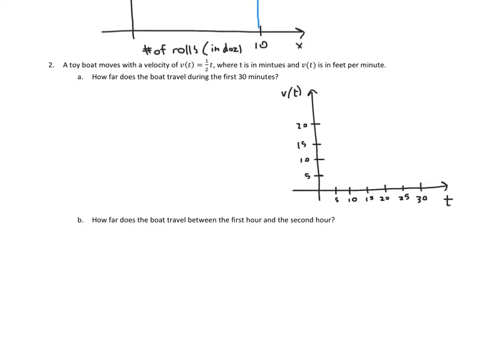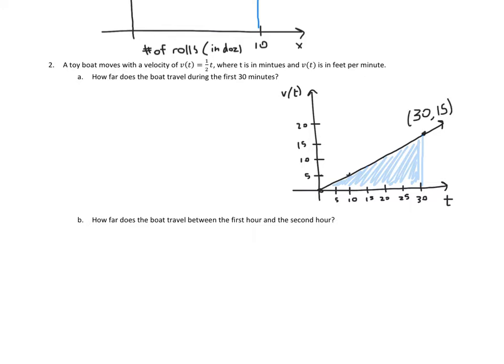So if we think of this velocity function as a linear equation, it has a y-intercept of (0, 0) and a slope of 1/2. So if we go up 5, we'd be over 10. Up 5, over 10. So there's what our line would look like. So we've graphed our velocity function, and we want to know how far the boat has traveled during the first 30 minutes. That would be represented by the area under this velocity function up until t equals 30.